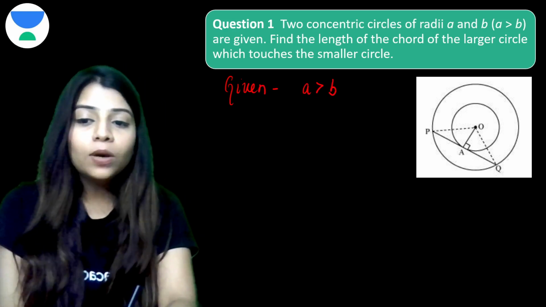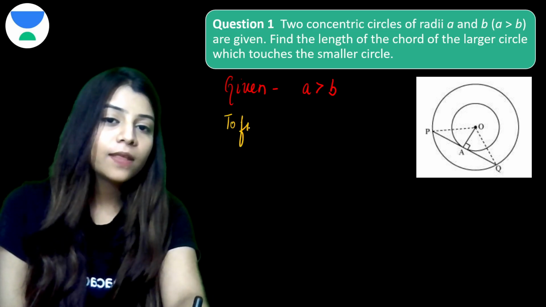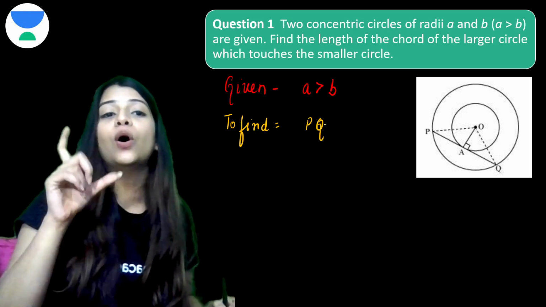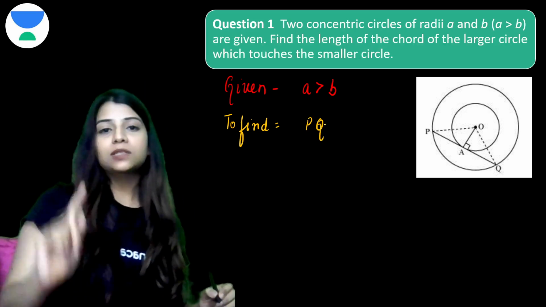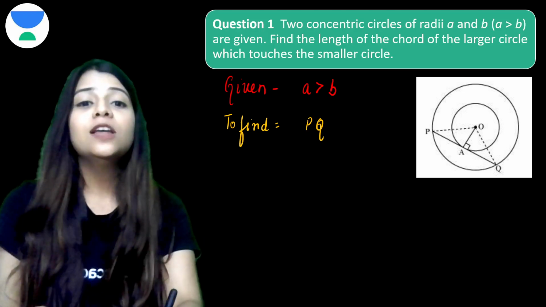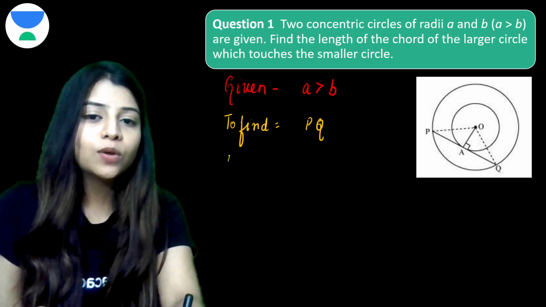All right. So what we have to find in this question? We have to find the length of PQ, basically the length of the chord of the larger circle which touches the smaller circle. The chord for the larger circle is PQ. So we have to find the length of PQ. Let us start with the solution.